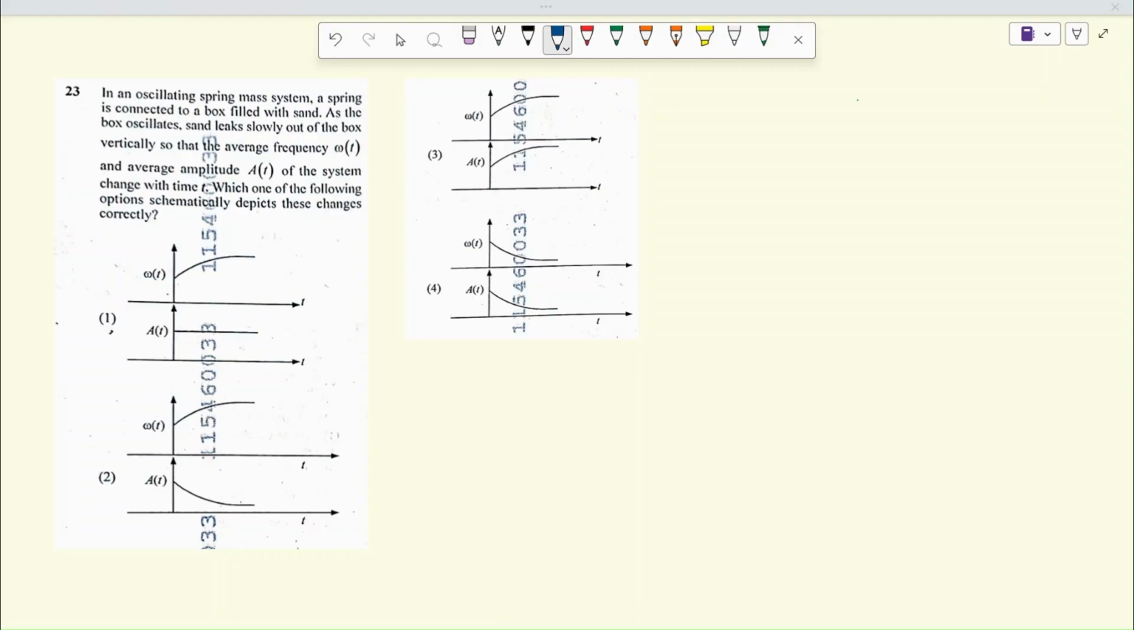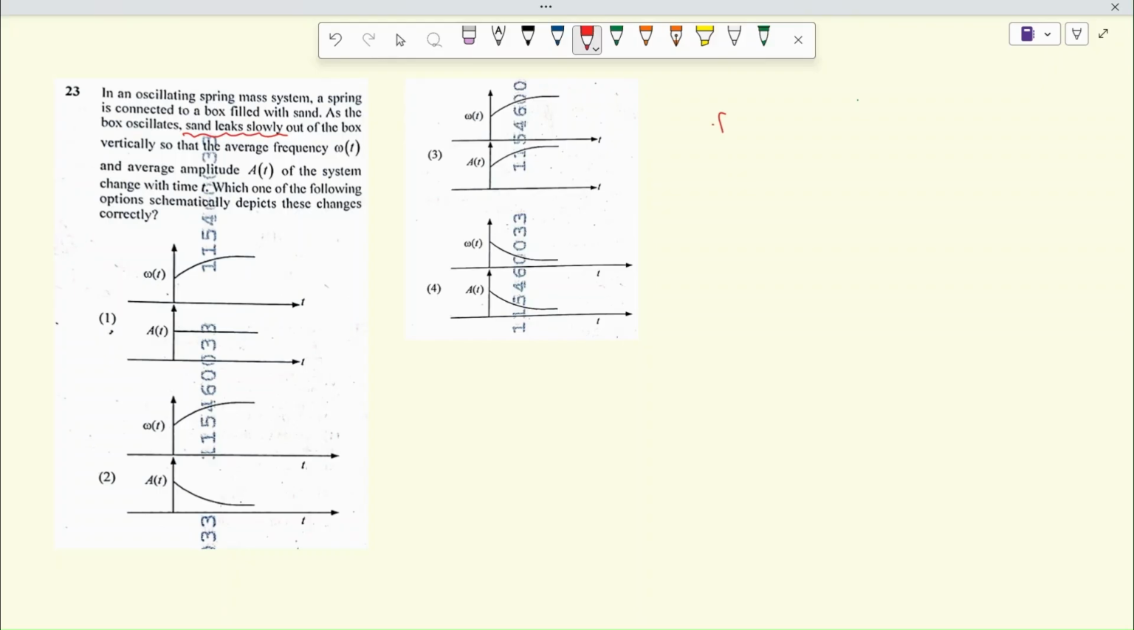23. Another controversial question. Different people giving different opinions on this. Let us see our view. Okay. First of all, in an oscillating spring mass system, spring is connected to a box filled with sand and mass is leaking according to the question. This mass is leaking slowly. So it is asked about frequency and amplitude. What happens to these two?